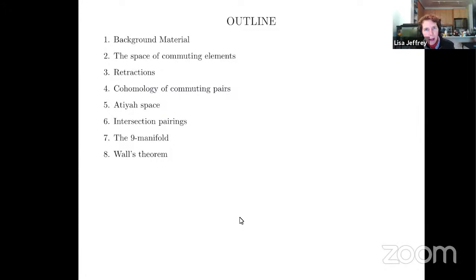So this is the outline of material that I will cover. Background material, talk about the space of commuting elements in SU2, retractions, commuting pairs, moduli space of flat SU2 connections on a genus 2 manifold.